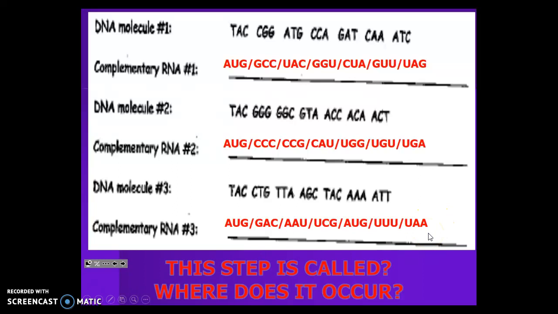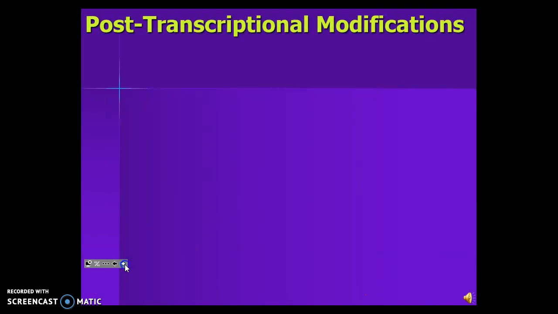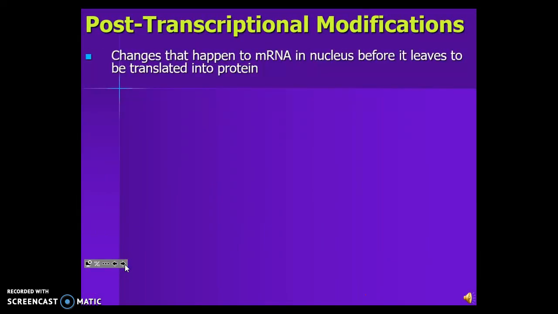And where does it occur? You're right, the nucleus. It has to, because the DNA is the ultimate guide for this process. Excellent. So I'm going to proceed on in your notes, and at this point you can open up your note packet to page 10, titled Post-Transcriptional Modifications.